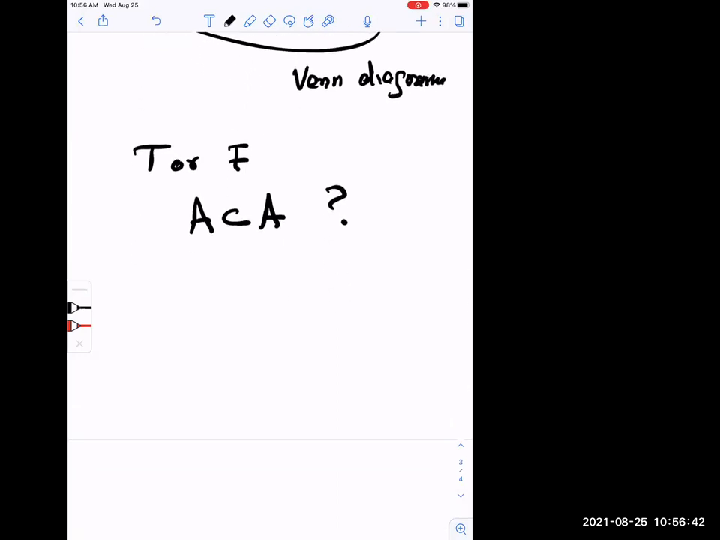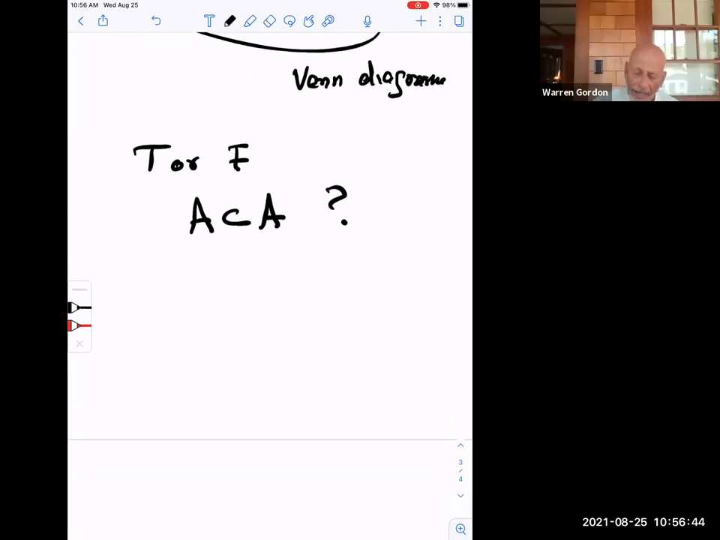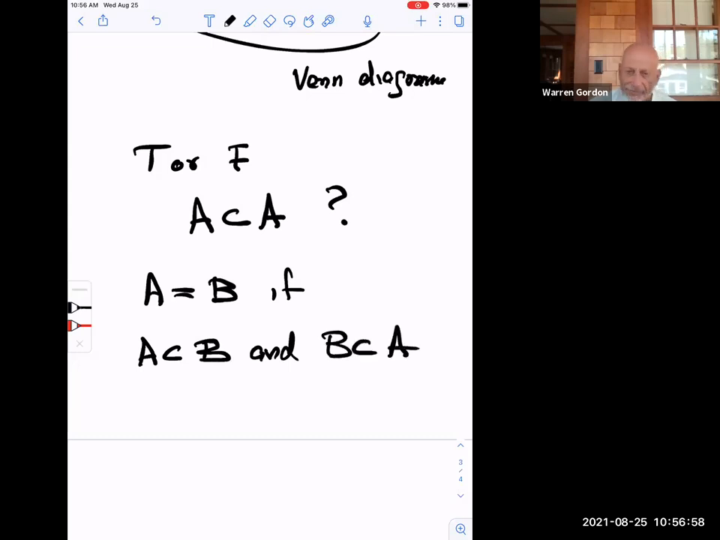Okay, so with this definition, I can define equality. A equals B if A is contained in B and B is contained in A. So that's what we mean by equality. Notice when you work with inequality, sometimes you use the symbols less than and less than or equal to. The symbol as I defined it can include the less than or equal to part if I wanted it to.